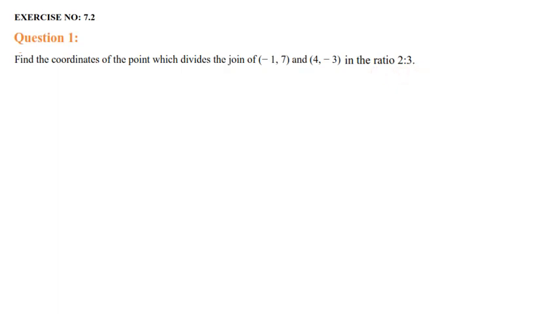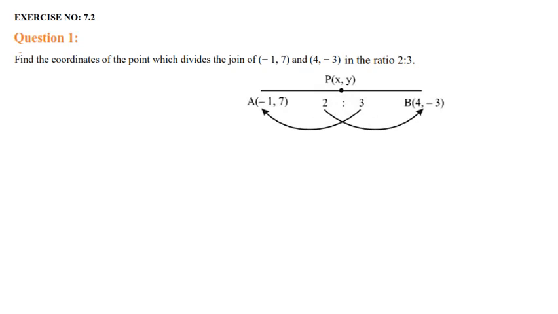First of all, let's visualize this question. I have taken (-1, 7) as A and (4, -3) as B, and there is a point somewhere in between A and B, that is P. I have taken P, the coordinates assumed as (x, y), and P is dividing AB in the ratio 2 is to 3. That is the condition given to you.